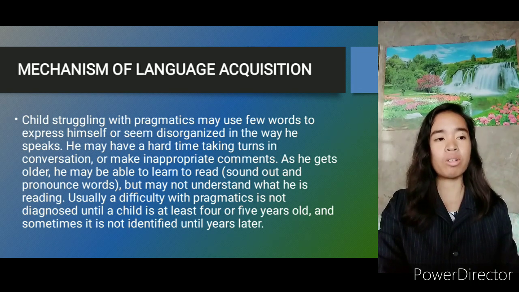As he gets older, he may be able to learn to read, sound out, and pronounce words, but may not understand what he is reading. Usually, a difficulty with pragmatics is not diagnosed until a child is at least 4 to 5 years old, and sometimes it is not identified until years later.